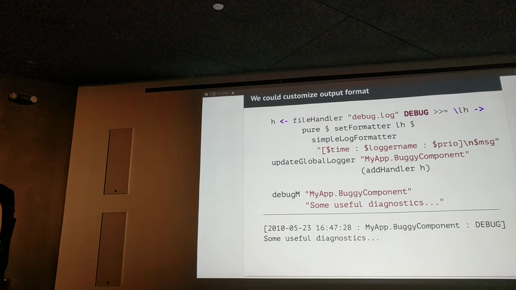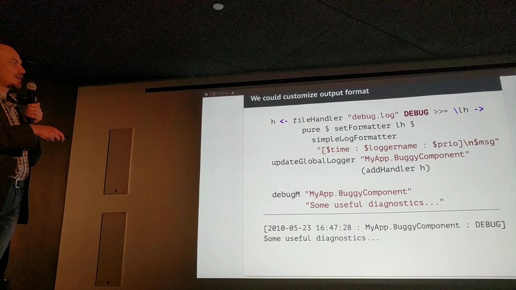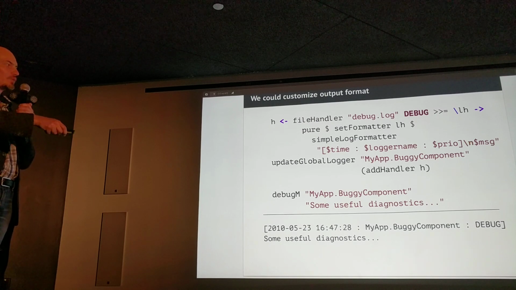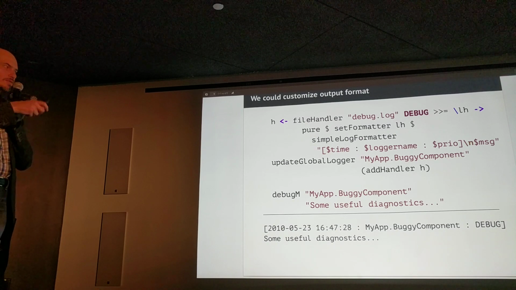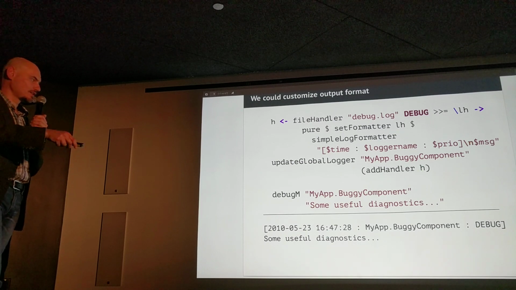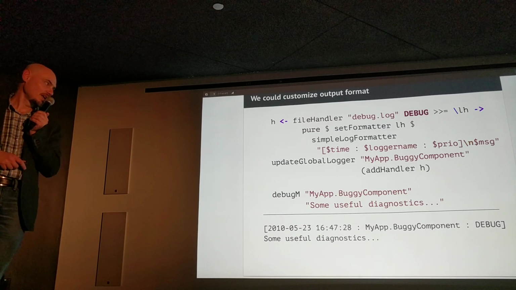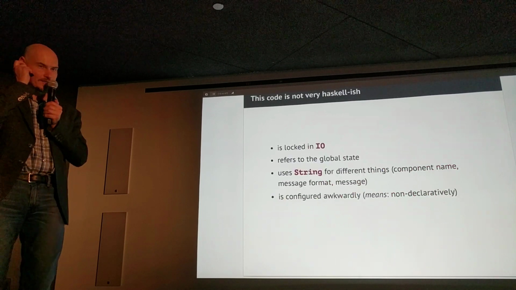All right, so now we created this handler with this formatter, and then we update the global logger again with another handler, and now we can log everything into three handlers using this format, and this will be the result of this command. So this is an example of how it was formatted here. All right, so I don't like this code.